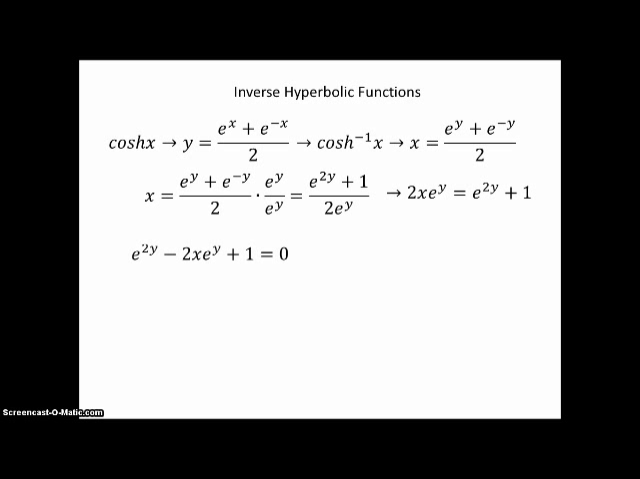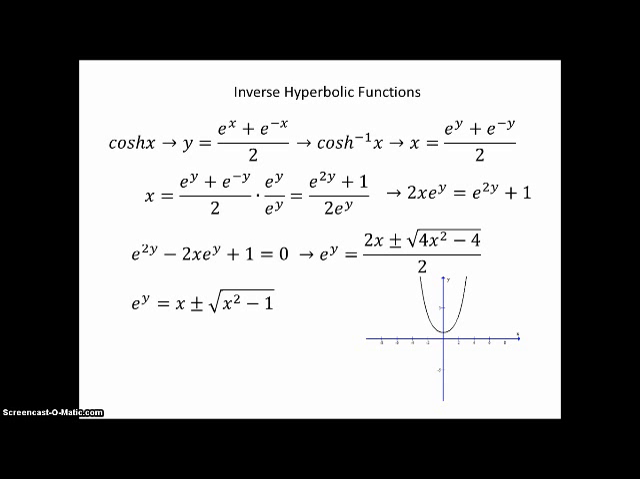And then I grouped everything to one side, and what I have here is a quadratic in e to the y. So using the quadratic formula, e to the y equals negative b, which our b is negative 2x, plus or minus the square root of b squared, so that's the 2x squared, and then minus 4ac, and a and c are both 1, all over 2a, and again a is 1. Now we can factor the 2 out and cancel it, and so we get e to the y equals this.